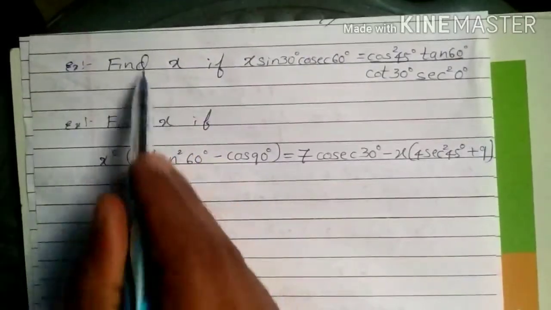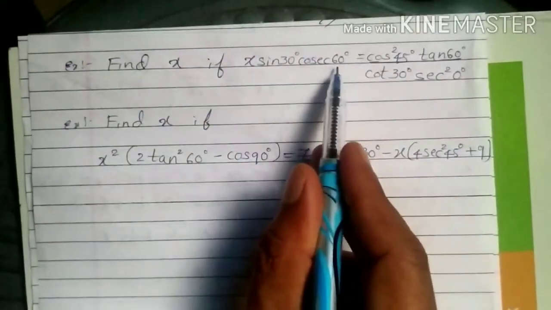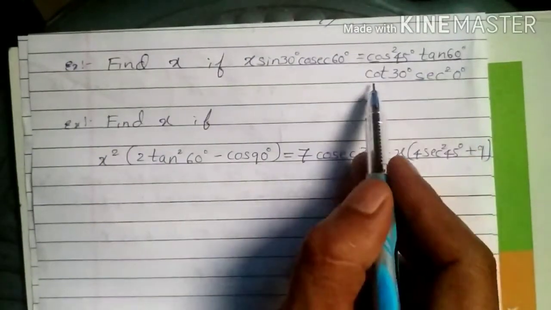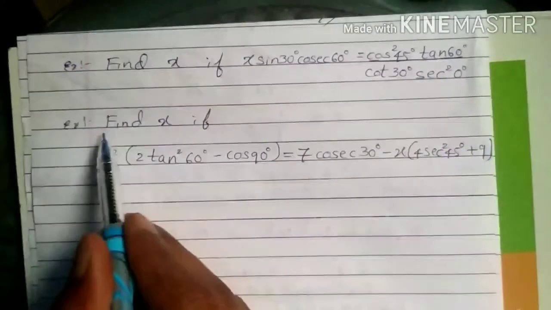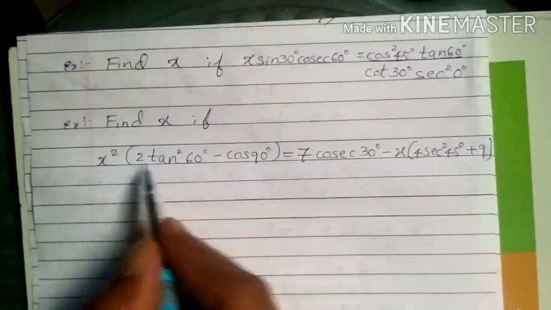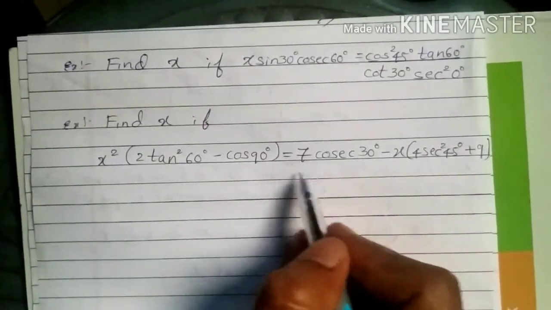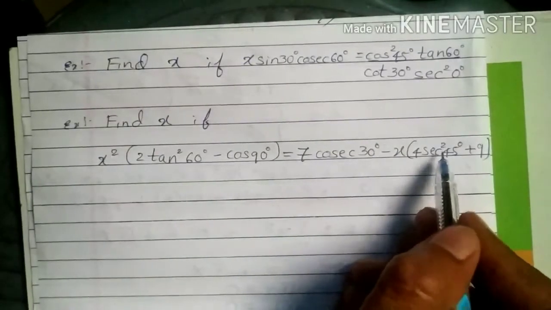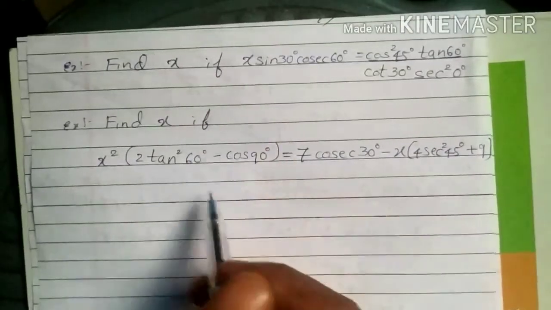Find x. You can try these two examples. Okay, find x if x sine 30 degree cosec 60 degree is equal to cos square 45 degree tan 60 degree divided by cot 30 degree sec square 0 degree. And second example, find x if x square 2 tan square 60 degree minus cos 90 degree is equal to 7 cosec 30 degree minus x into 4 sec square 45 degree plus 9. Okay, you try these two and send me the answer.